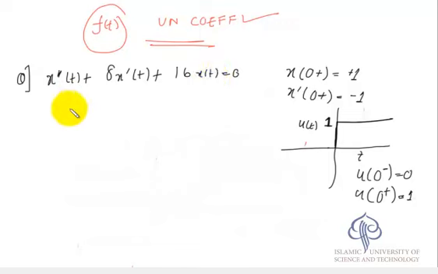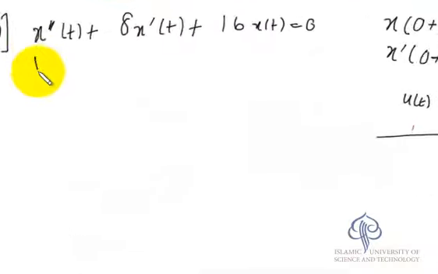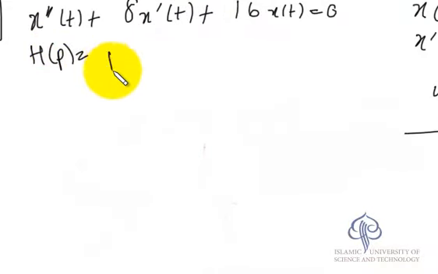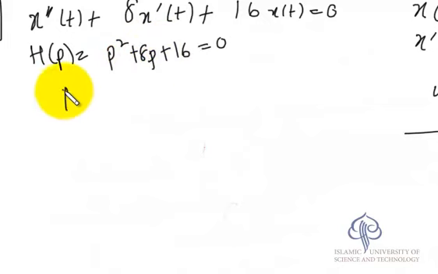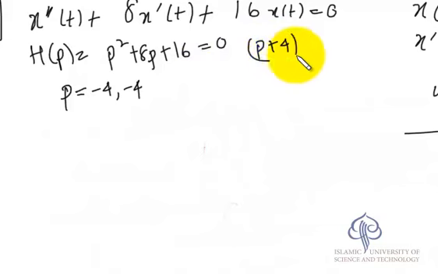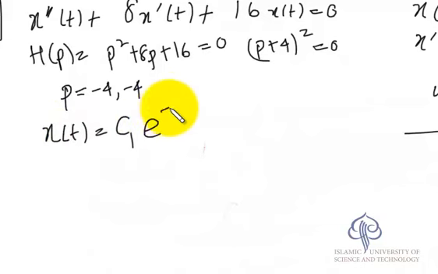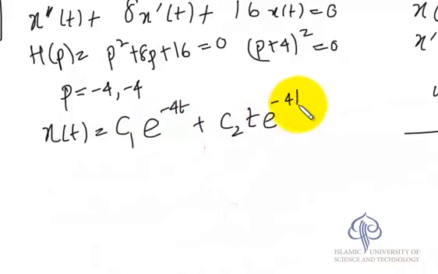So if we have this homogeneous differential equation and we have to solve it, we'll write down the characteristic equation: p square plus 8p plus 16 is equal to 0. And then we'll see that this means p is minus 4, because you can write this as p plus 4 whole square is equal to 0. So you can write down the solution as c1 e to the power minus 4t plus c2 t e to the power minus 4t.